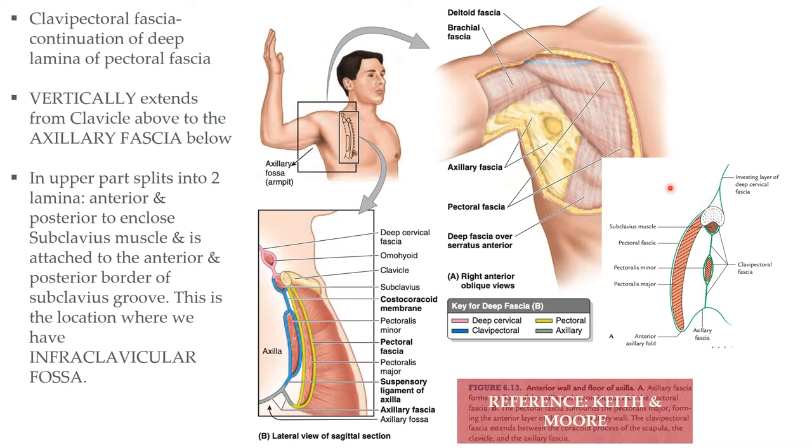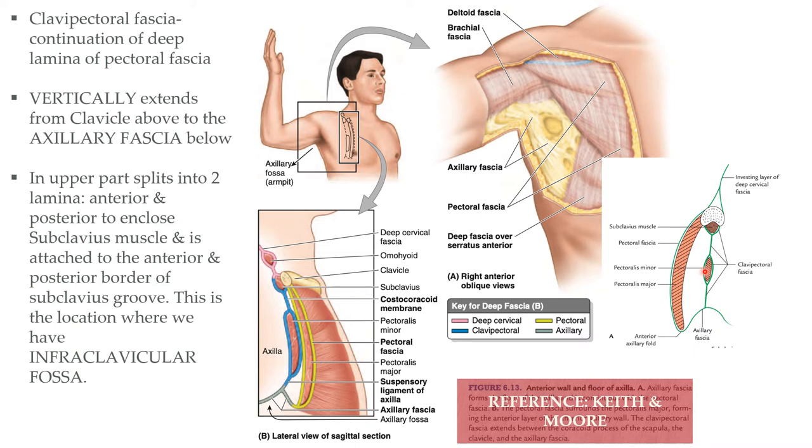In this representation, this is the superficial side, that is anterior side, and this is the deeper side or posterior side. This represents the clavicle. This is pectoralis major muscle covered by pectoral fascia. This green line represents pectoral fascia. Below the clavicle, we can see a muscle attached here. This is subclavius muscle and this is pectoralis minor muscle. So now let us talk about the vertical and the horizontal extent of clavipectoral fascia.